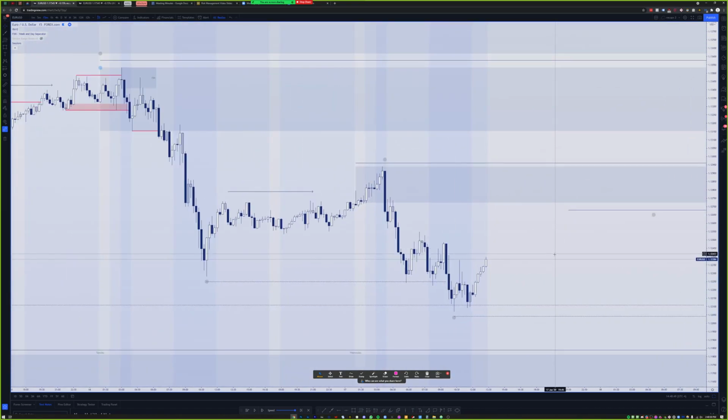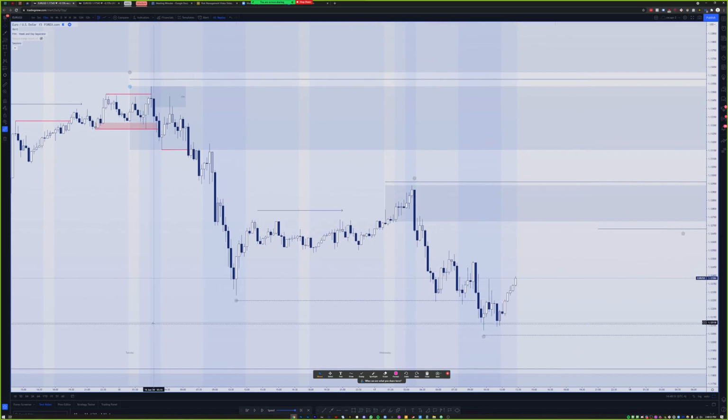I want you guys to use your annotation tools on this. I won't move the screen. Start marking them out from here. I'll do the first one.